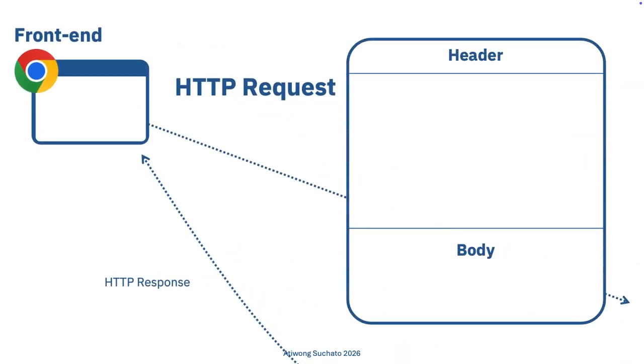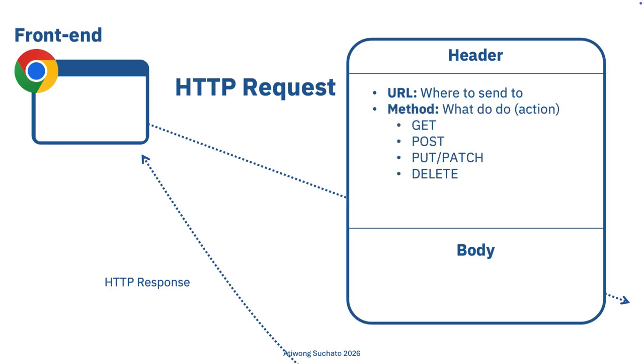Now, let's look more closely at the HTTP request that the front end sends. An HTTP request contains different pieces of information. For now, let's divide them into two parts, the header and the body. Inside the header, one important piece of information is the URL, in other words, where we want to send the request. Another important piece is the method, which tells the backend what action we want to perform. Some common HTTP methods are get, post, put or patch, and delete.